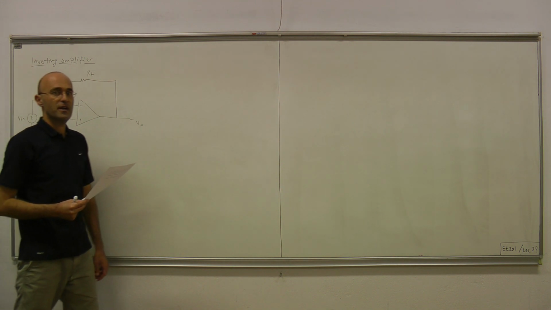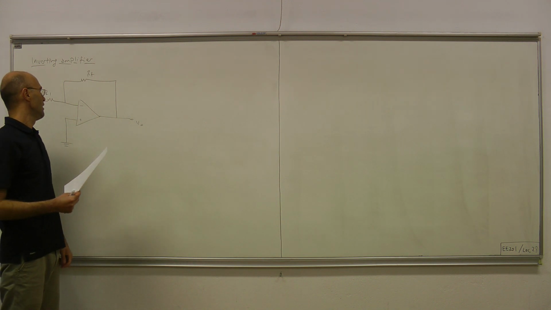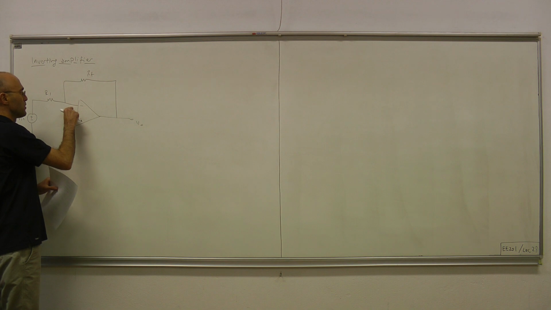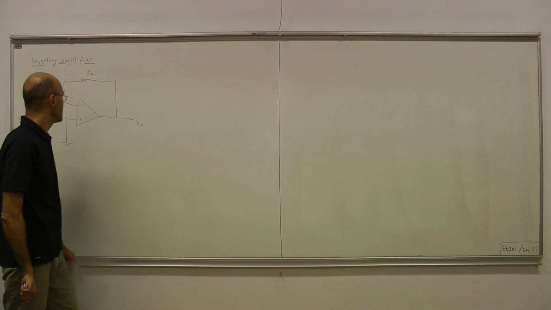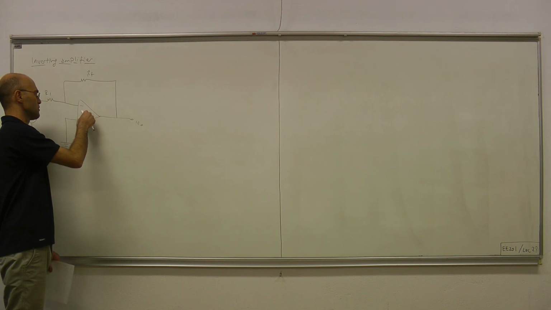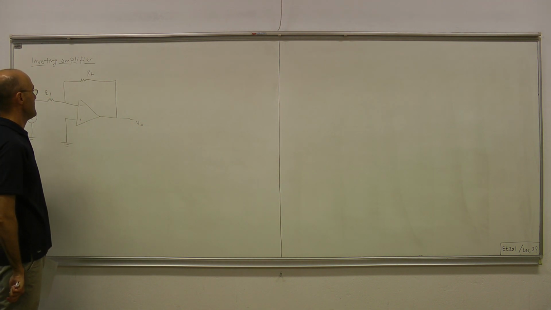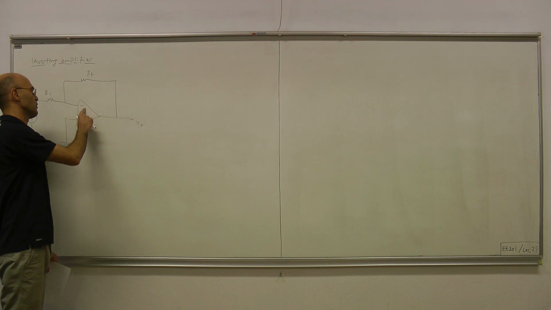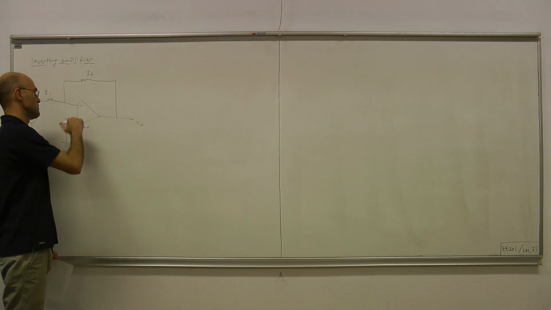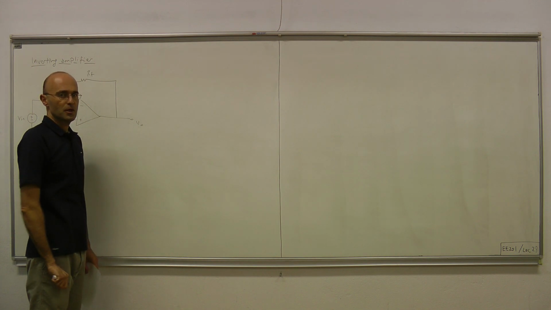Unless otherwise stated, we will always be working with the infinite gain ideal op-amp model, where the input currents are taken to be zero. So there is no current escaping into the op-amp from these two terminals. In the linear region, this voltage and that voltage are equal: V plus equals V minus according to our model. For the positive saturation region, V plus is larger than V minus, and for the negative saturation region, V minus is larger than V plus. And at saturation regions, the output is fixed at the saturation voltage.